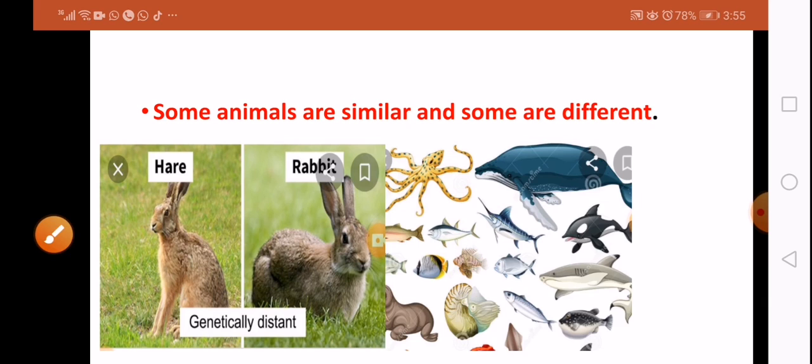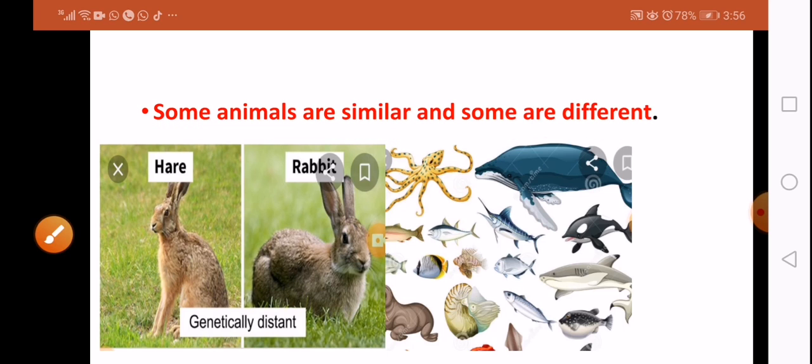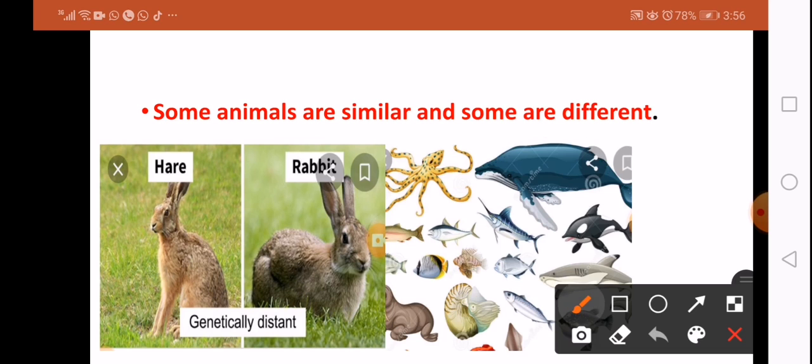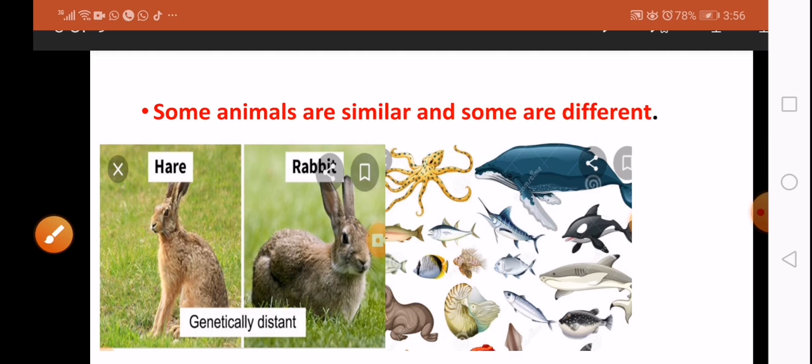So I will read again the rule. Some, and this is for study and auto dictation for next time. Some animals are similar and some are different. I will read it again. Some animals are similar and some are different. Okay, so this is our lesson for today.